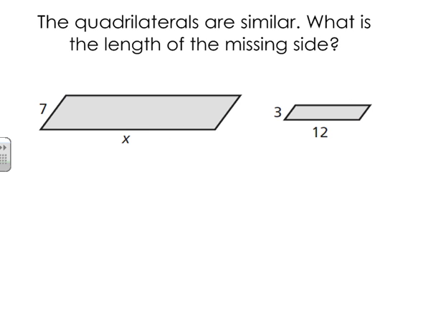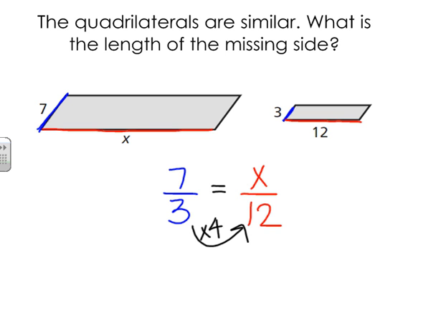Okay, just like before, we can set up short side to short side and set that equal to long side over long side, x over 12. Just like before, we can use multiplication to solve the proportion. So multiply by 4 on top and bottom, and we get x equals 28. Now, as I'm setting these up, there are many more ways than just the one to set this up.